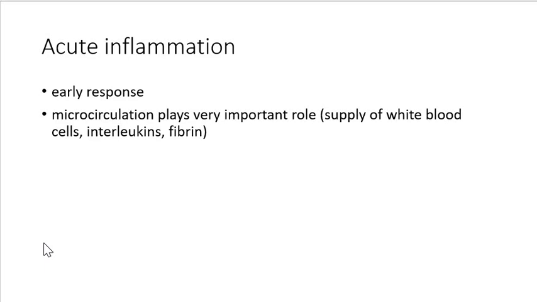So inflammation, like we discussed earlier, can either be acute or chronic. In that context, what is acute inflammation? It is a very early response, and here microcirculation plays a very important role because the capillary supply is basically what is supplying us the white blood cells, the interleukins, and the fibrin. And so we can divide this into two parts: vascular changes and cellular events.